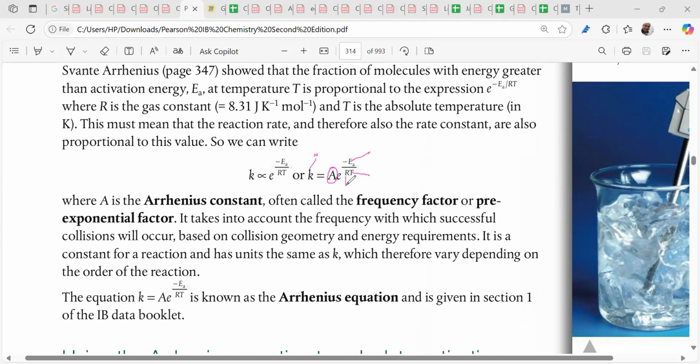And R is the gas constant, right? So what is A? What is A? A is called the Arrhenius constant. What does it take care of? Please tell me. What does it take care of? It takes care of the energy requirements of the reaction.